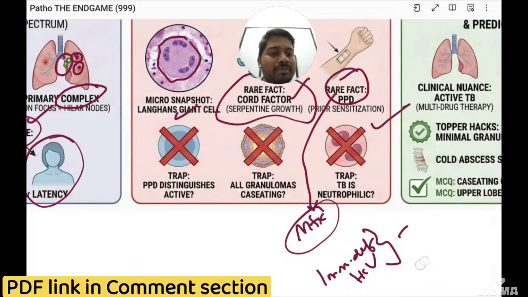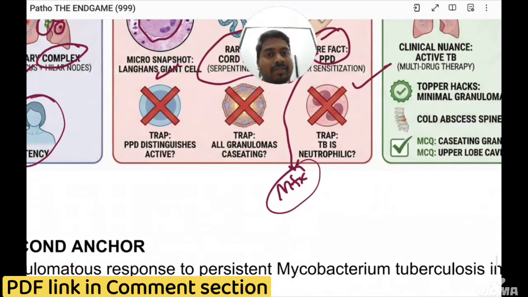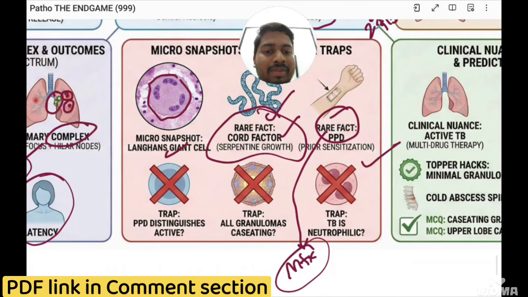If you don't have an immune system, PPD won't be positive. Also, if the person is not exposed, then also PPD won't be positive. PPD is nothing but the Mantoux test. If PPD is positive, that means the person is somewhere sensitized to TB. That doesn't mean he has active TB infection.